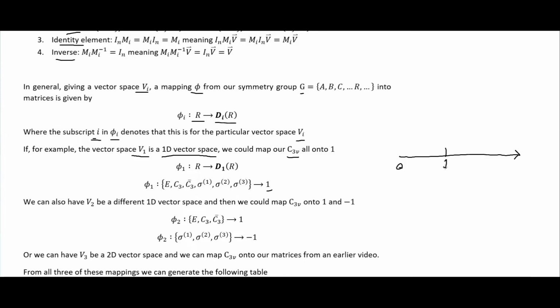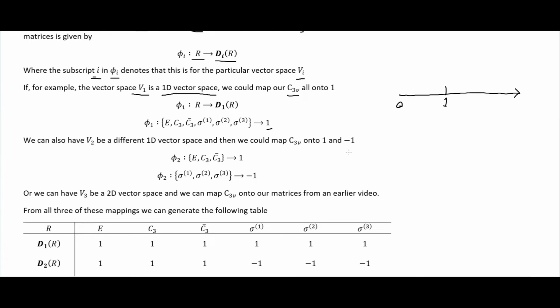And because 1 times 1 is always going to be equal to 1, you take any element of the group and act it on another element of the group, and you'll get another element of the group because everything in the group is just 1. Or we can have this V2, which is a 1D vector space, but now we are adding in the negative numbers. So we have 0 here, we have -1 and +1 there. And so we can map our C3V elements onto either 1 or -1. So I showed that in an earlier video.